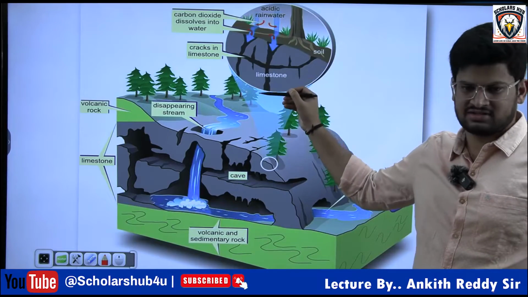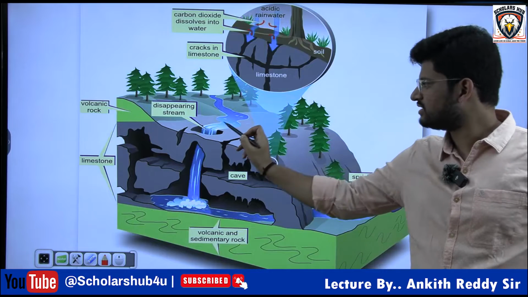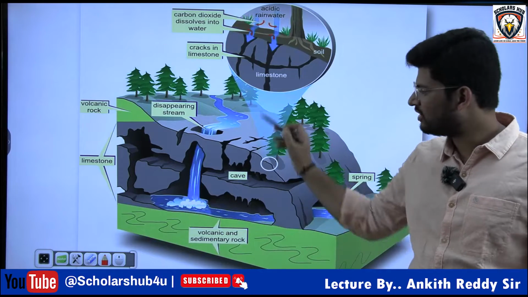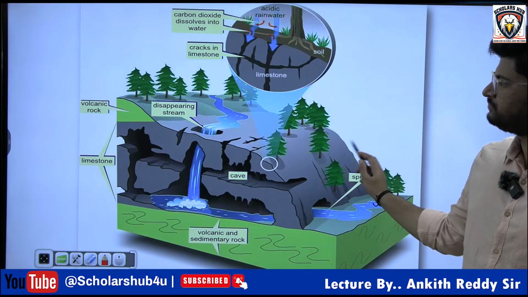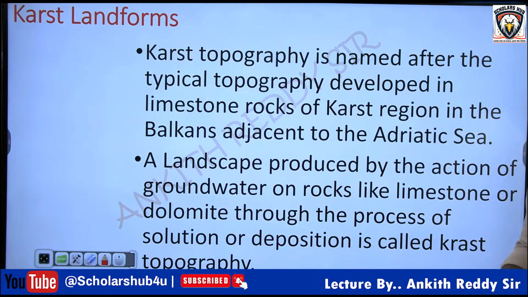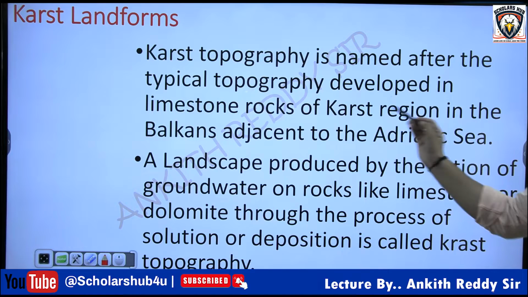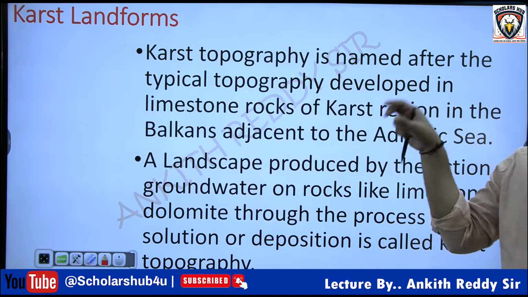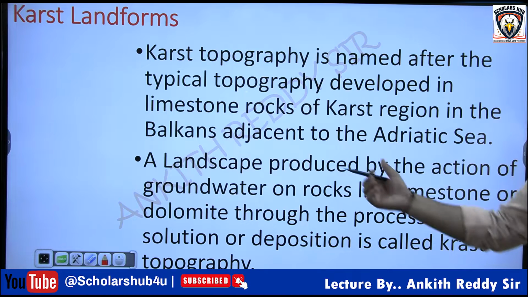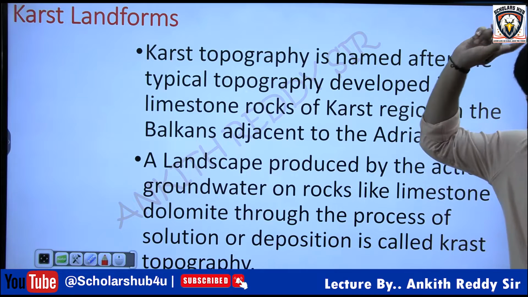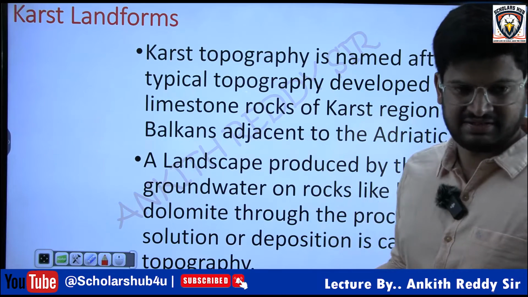When rain falls, it takes carbon dioxide from the air and turns into carbonic acid, and when this rain falls on a limestone-rich area, the limestone rock will dissolve and water will enter beneath the surface, forming underground landforms. The karst topography is named after the typical topography developed in limestone rocks of the karst region in the Balkans, which is part of Yugoslavia. It is a landscape produced by the action of groundwater. Glacial landforms are produced by moving ice, fluvial by running water, aeolian by wind.